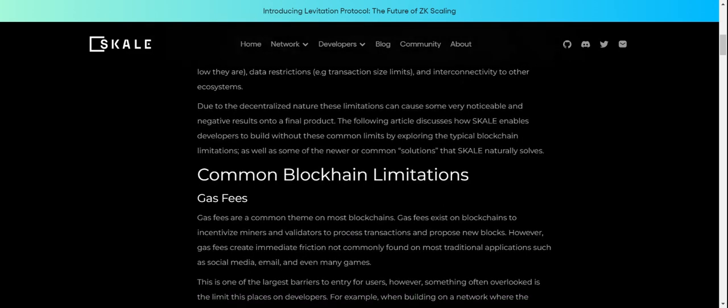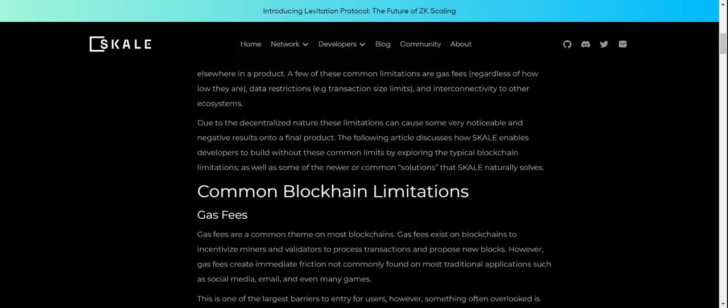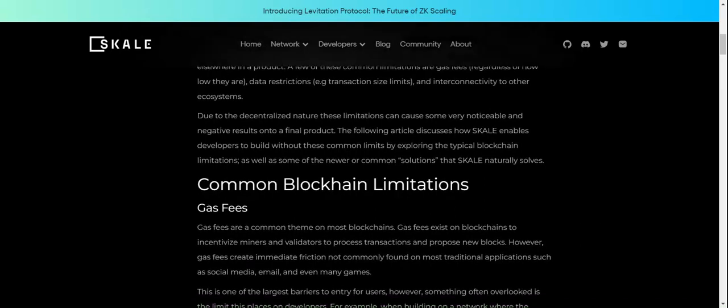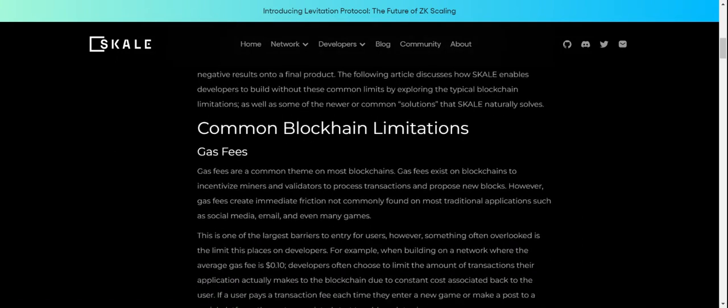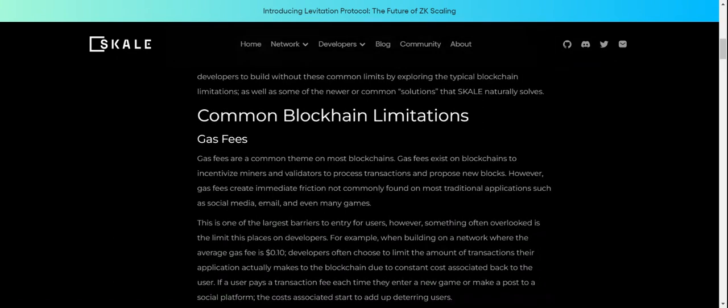So as you dey see, dis update go tell you how Scale take dey enable developers to build without all dis small and common limit wey e fit happen, by exploring the typical blockchain limitation, and also the new and common solution wey Scale bring to solve dis problems. Common blockchain limitation. The first one na gas fee.